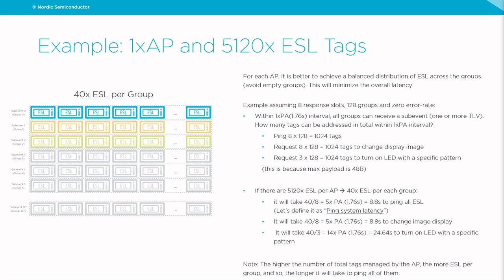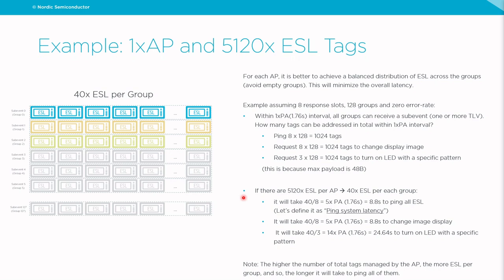However, there is another important number that will set the overall latency of your system, and that is the number of tags per group. If you have more devices in each group than the number of response slots available, then it will take more periodic advertising intervals to address all of them. So, for example, in this case we have 40 tags per group. Within one PA interval, we can address individually only 8 of them out of 40, because we only have 8 response slots available, assuming that we don't use a broadcast message.